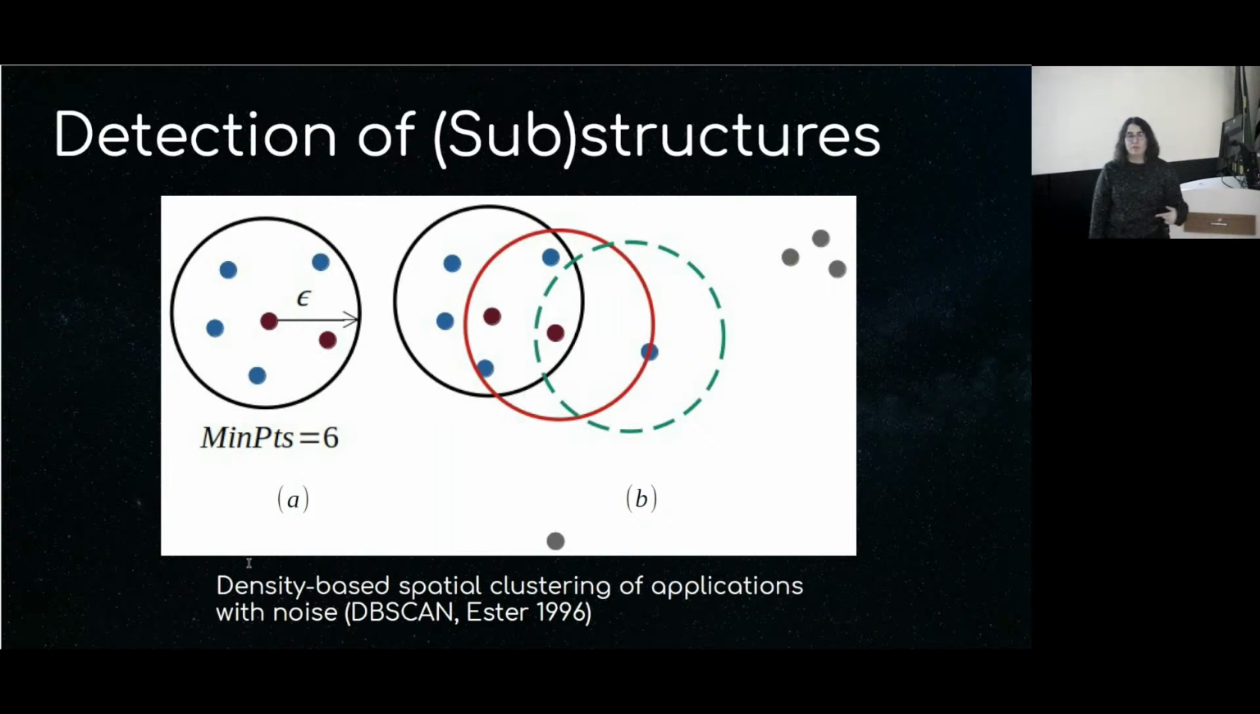And the problem of DBScan is that it's a density-based algorithm, and in areas where we have low density, we don't see substructures. This happens when we have a poor sample, for example a spectroscopic sample, in which sometimes we have areas without galaxies, or with one galaxy or two galaxies. These galaxies are not assigned to different substructures.